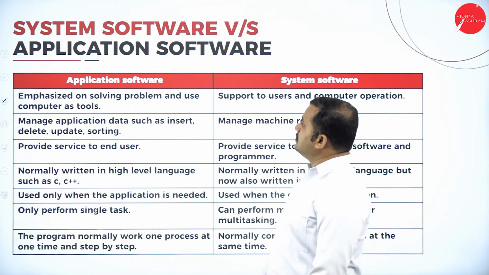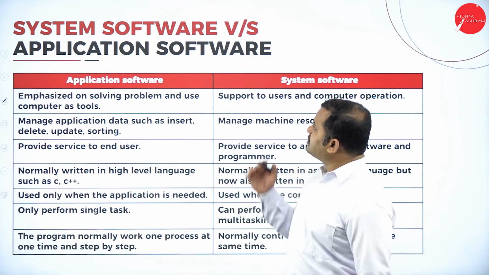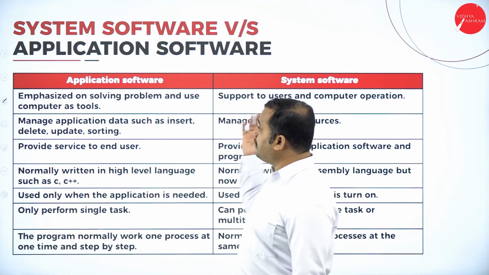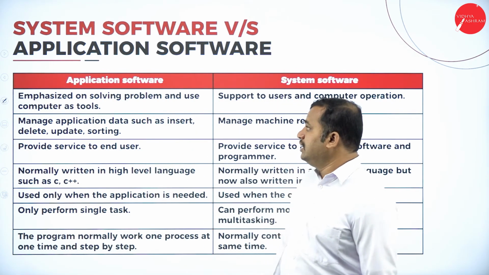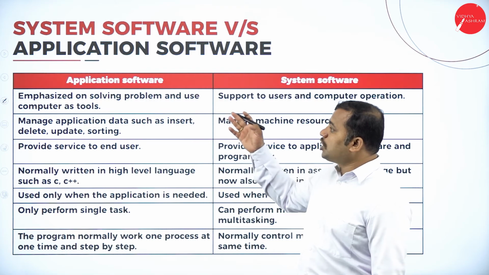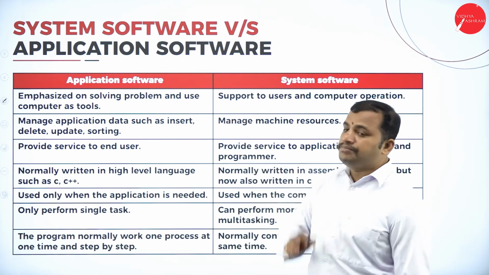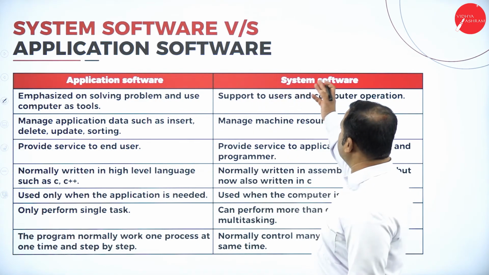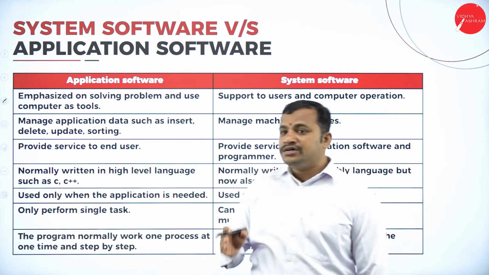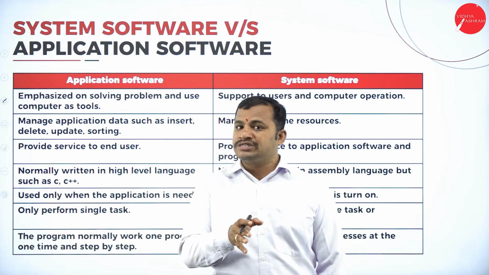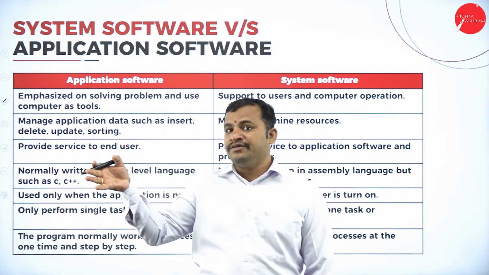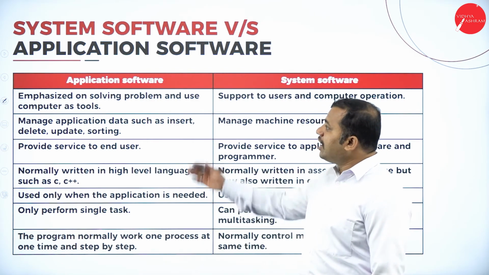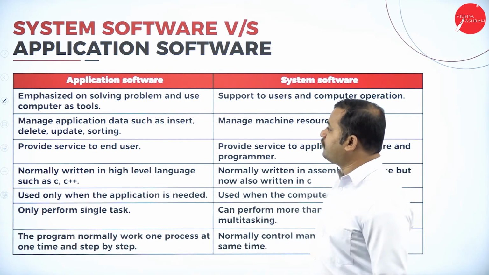Next, application software versus system software. Here you are observing the differences between application software and system software. It emphasizes solving problems and uses the computer as a tool in the case of application software. In the case of system software, it serves the requests of users as well as the hardware devices. The second difference between application software and system software.